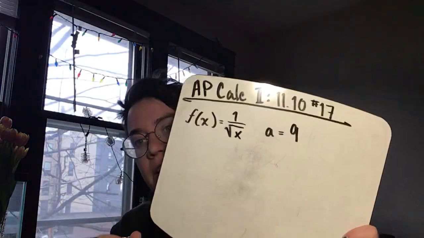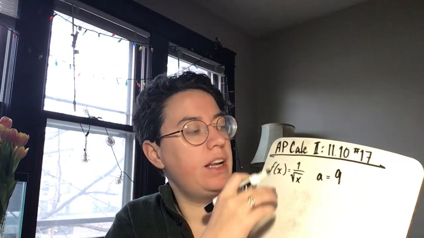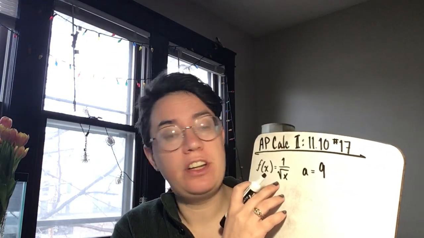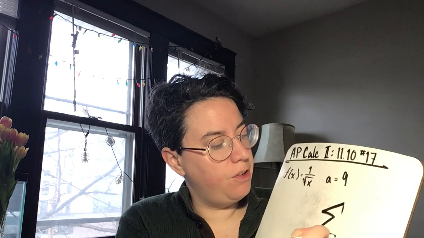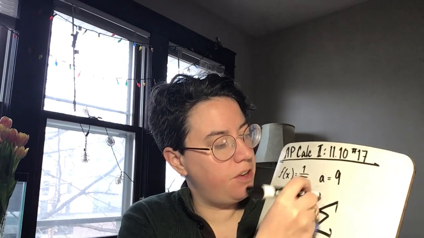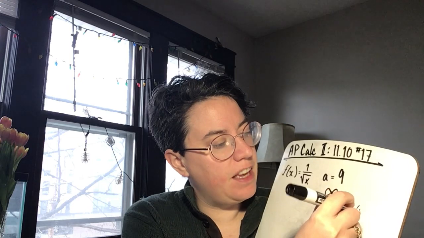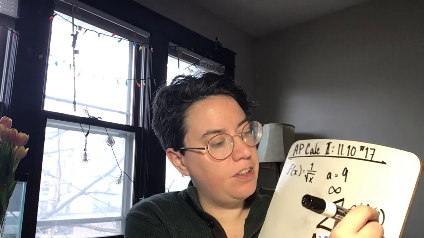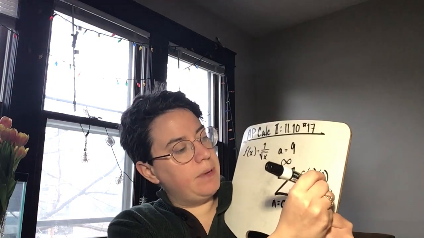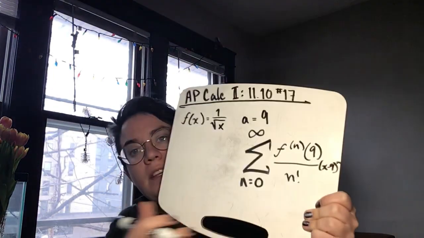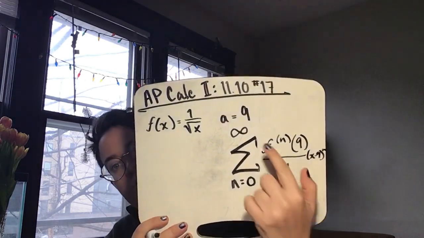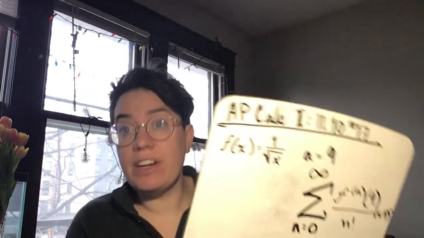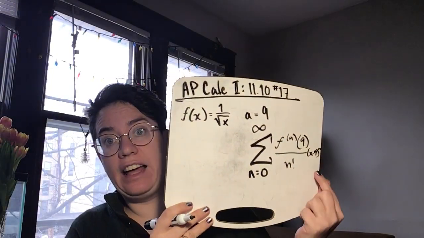So number 17 says, write the Taylor polynomial for the function, in this case 1 over root x, where a equals 9. So we're looking for the series from n equals 0 to infinity of the nth derivative at 9, over n factorial times x minus 9 to the n. Sorry, running out of space a little bit. So the main part here is the nth derivative at 9. Everything else just sort of stays like that.